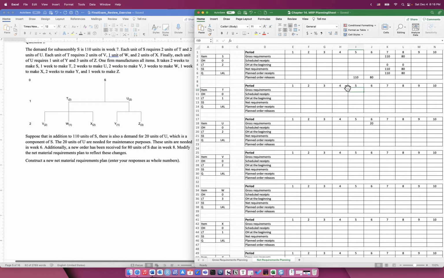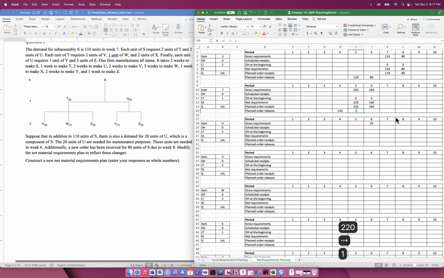Then this part needs a little thinking. You are actually coupling S with a T. With 1 unit of S, you need 2 units of T. So here your gross requirement is going to be 220, 160. Again, because you have 0 at the beginning, you repeat the same pattern. This is boring because there's nothing we need to process. So you need to receive 220 here, you need to receive 160 here, and then lead time is 1, so you're just offsetting it by 1.